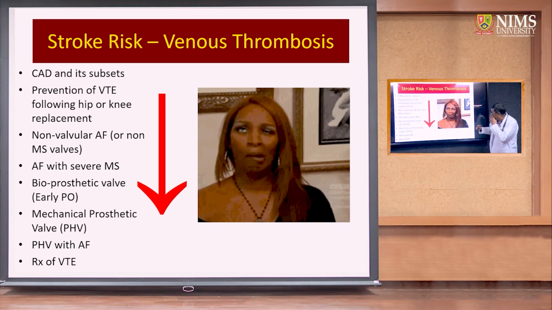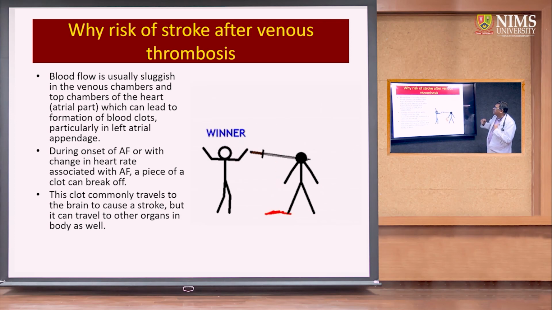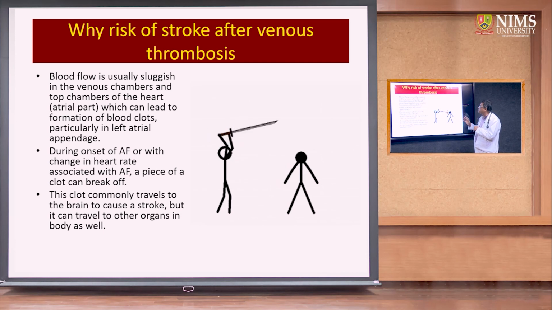Clear this part? Now the question is, why is there a risk of a stroke after venous thrombosis? We know that blood is usually sluggish in the venous chambers. The top of the heart, the atrial part, I also told you, is considered venous from our point of view, and this can lead to formation of blood clots. Whenever you have a stroke, the most common site of clot formation is the left atrial appendage or left atrium.